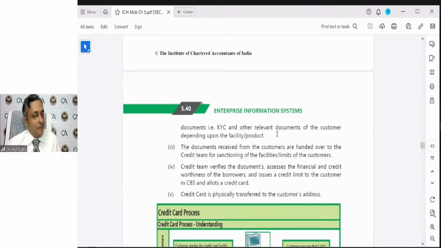Credit team verifies the document, assesses the financial and credit worthiness of the borrower, because see, it is basically a borrower, it becomes an unsecured loan. Okay. Then it issues a credit limit to the customer in the core banking system and allots a credit card.